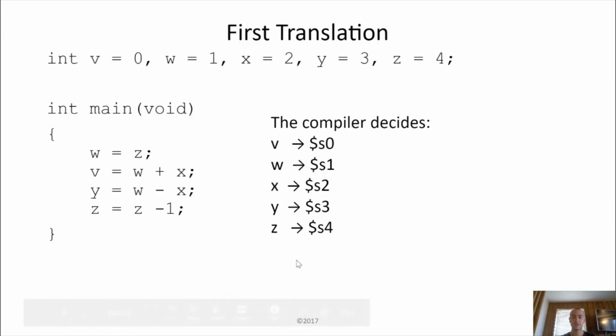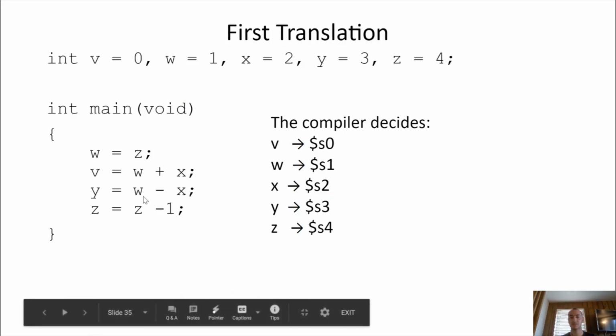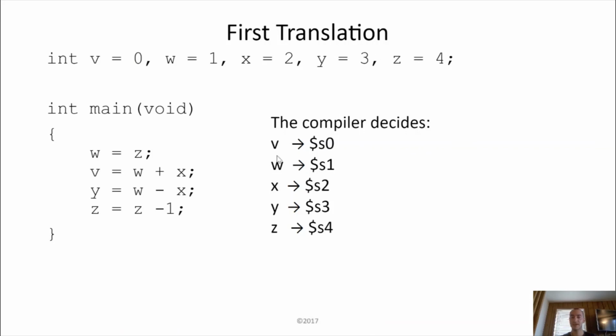So that's how we do a basic translation, line by line. First we assign the initial values to your registers, and then line by line we can translate that.